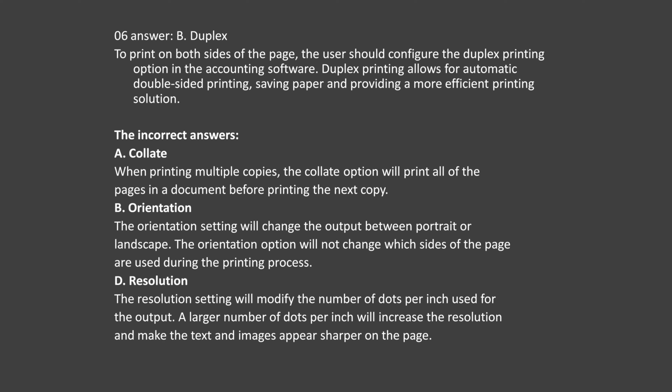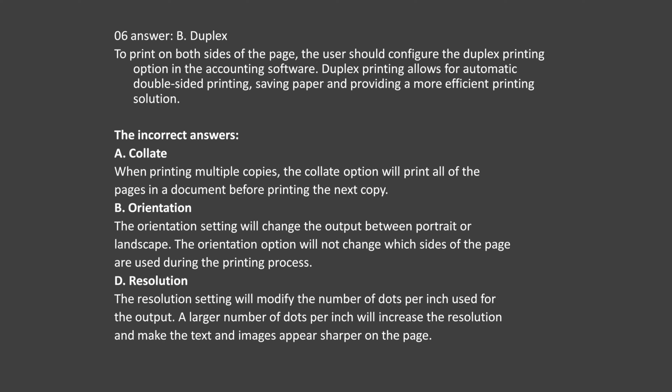The incorrect answers: option A, collate. When printing multiple copies, the collate option will print all of the pages in a document before printing the next copy. Option C, orientation. The orientation setting will change the output between portrait or landscape. The orientation option will not change which sides of the page are used during the printing process.